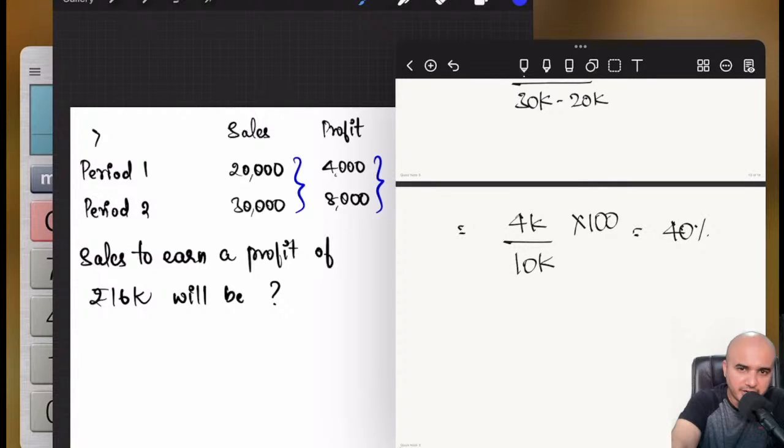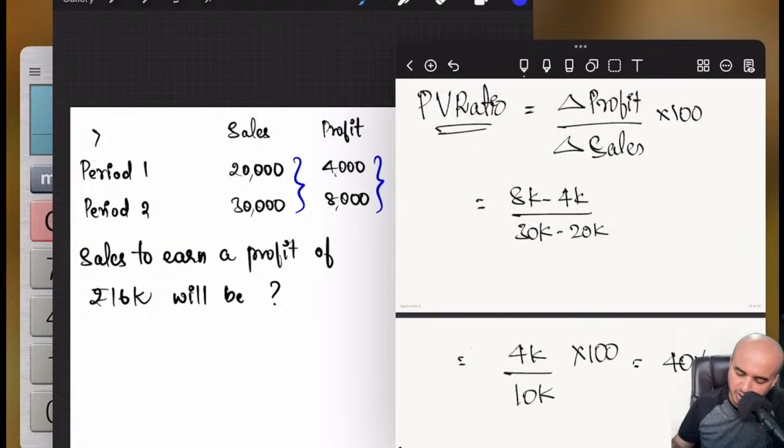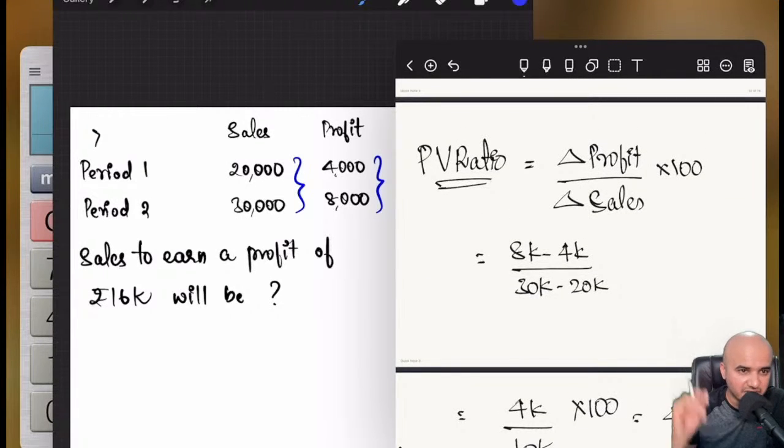So one thing which we have identified is we have found out the PV ratio with the help of the delta formula. Since the given data doesn't have every piece of information which we normally need to calculate the PV ratio, we go by the change in the levels.